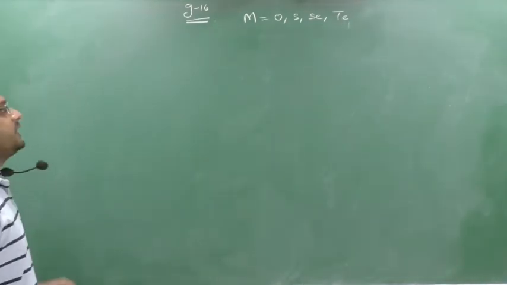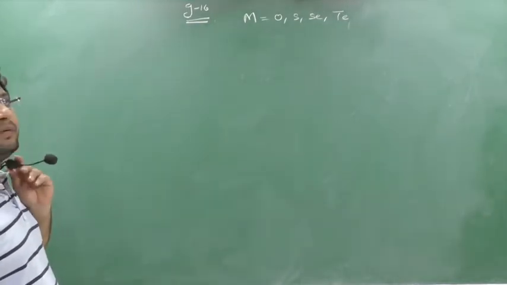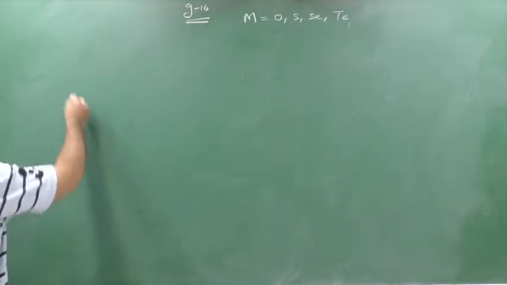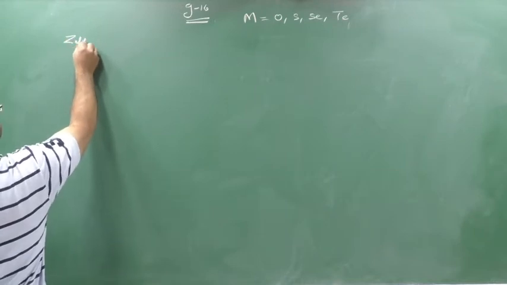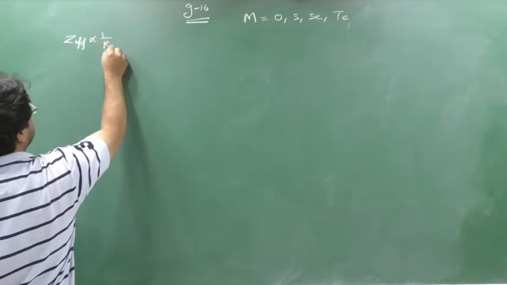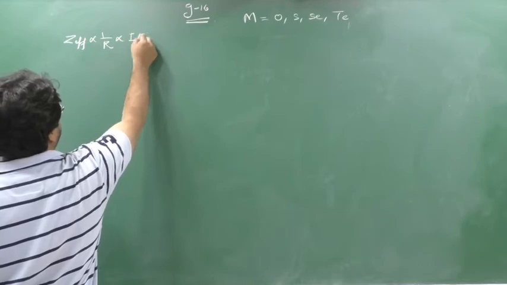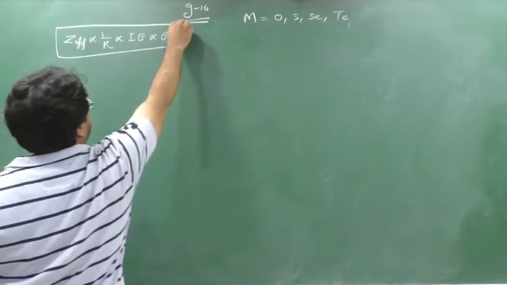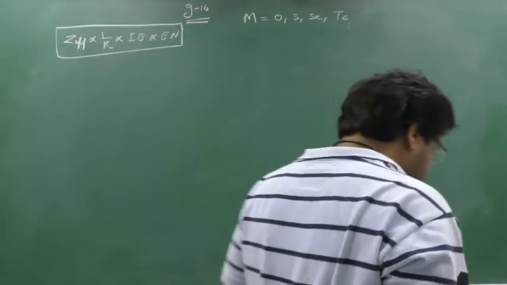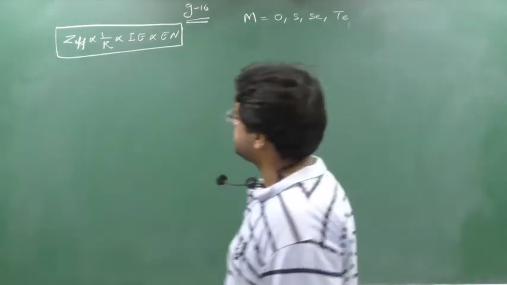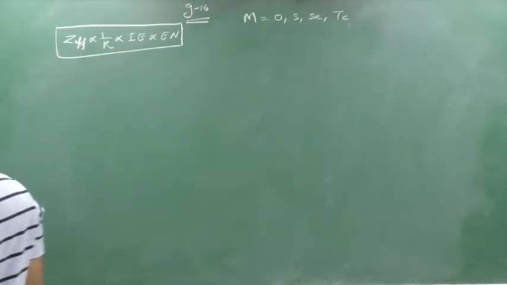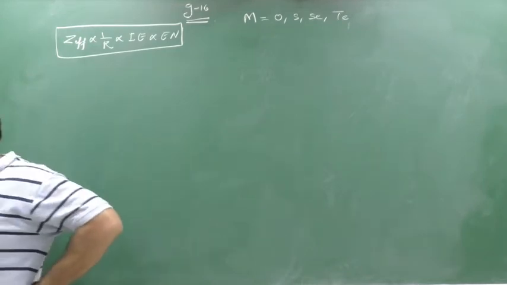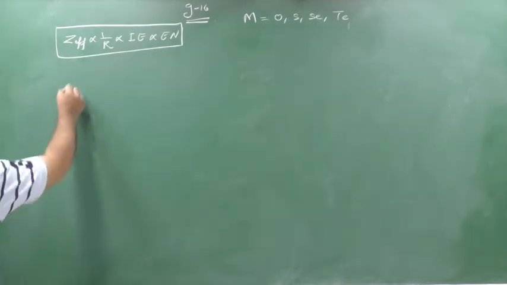Before that, in each and every group I have given one formula. That formula is: nucleus force is inversely proportional to radius, directly proportional to ionization enthalpy, and directly proportional to electronegativity. Clear? So you know that nucleus force is inversely proportional to radius, and directly proportional to IE and directly proportional to EN. One by one we will see here. Clear this part? So first we will see atomic or ionic radii.